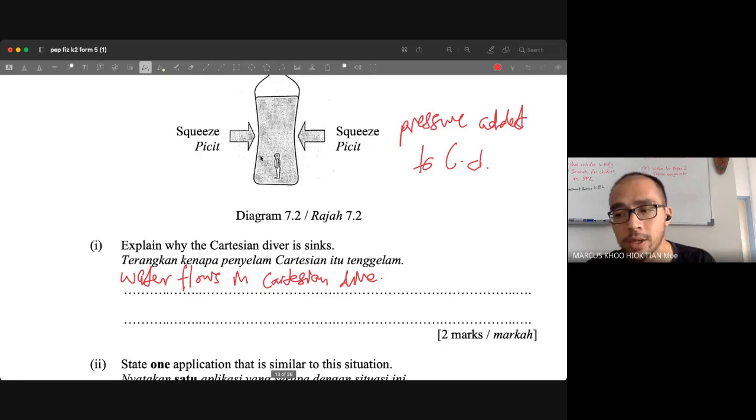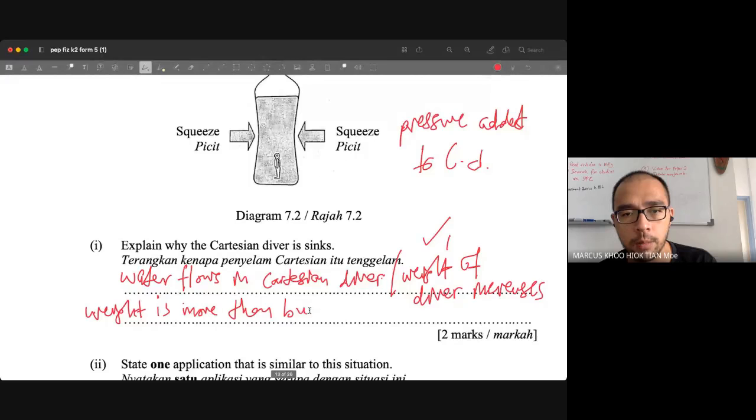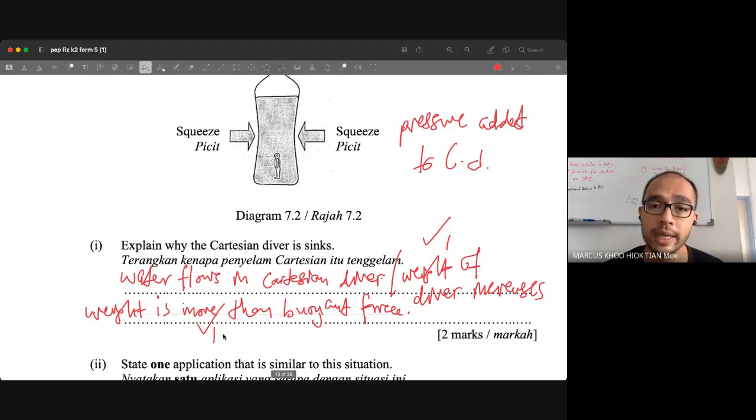Macam submarine lah. Okay, atau the weight of diver increases. Mana-mana daripada ini satu markah. So, because the water masuk dalam Cartesian diver and then the weight of the diver increases, so the weight is more than the buoyant force. Okay, because the weight is more than the buoyant force, that's why the Cartesian diver sinks. So that's the second mark.